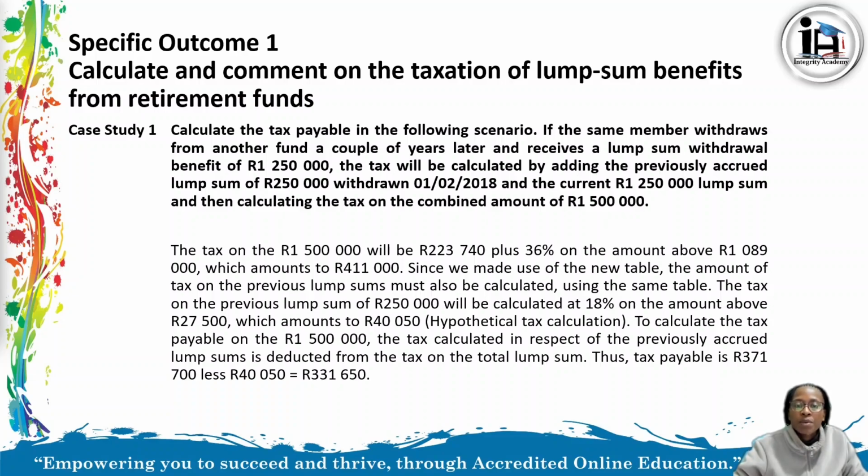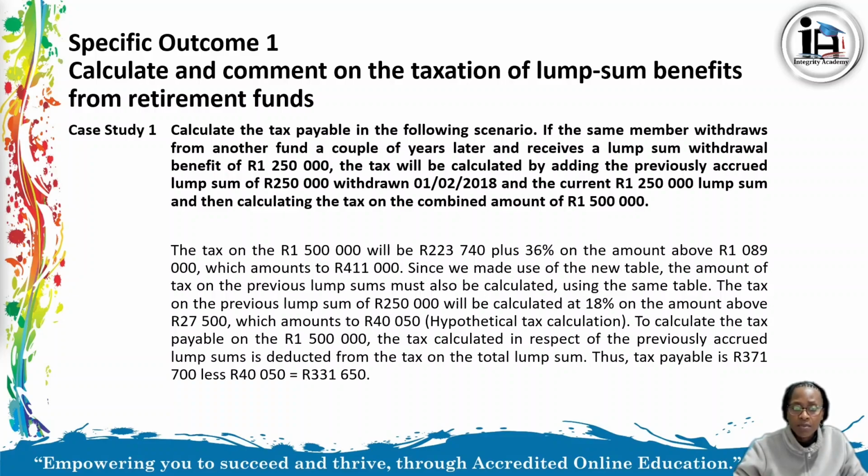The tax on the 1,500,000 will be 223,740 plus 36,000 on the amount above 1,089,000, which amounts to 411,000. Since we made use of the new table, the amount of tax on the previous lump sum must also be calculated using the same table. The tax on the previous lump sum of 250 will be calculated at 18% on the amount above 27,500, which amounts to 40,050. That's a hypothetical tax calculation.